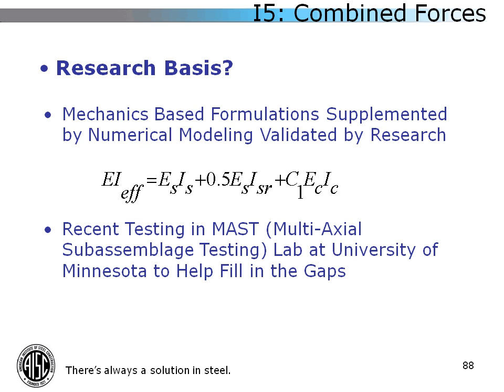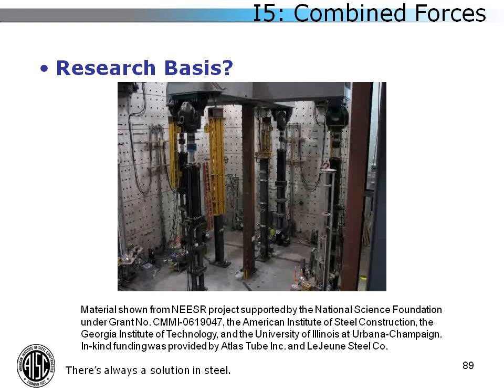And there's been some recent research into exactly what EI effective should be used for these columns. There's been a good bit of testing done at the MAST facility at the University of Minnesota. For those of you who are not familiar with the MAST facility, it is really neat. They have a giant crosshead capable of 6 degrees of freedom that can apply 1.3 million pounds of downward force at the same time that they're applying 900,000 pounds of lateral force.